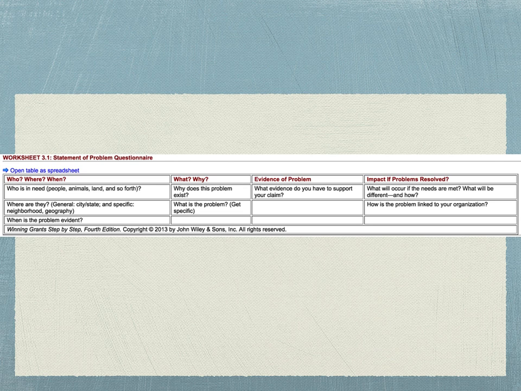So hopefully by answering these questions, you would be able to start getting a rough outline of your problem statement. And then obviously your assignment for this particular module is going to be to develop your problem statement for your grant proposal.